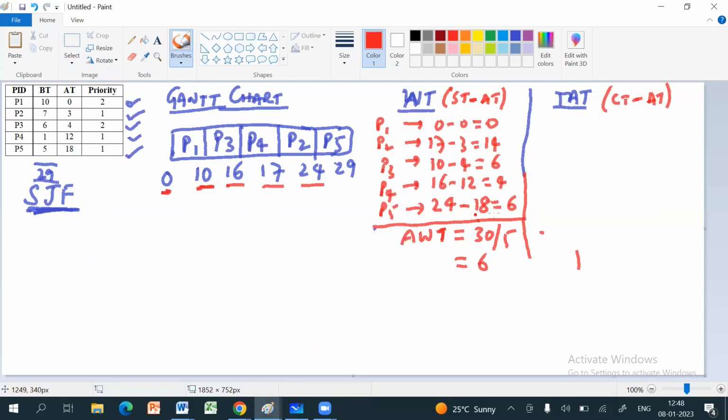Right? I hope you are able to understand this. So now we have 6. Average wait time is 6 using SJF, shortest job first.